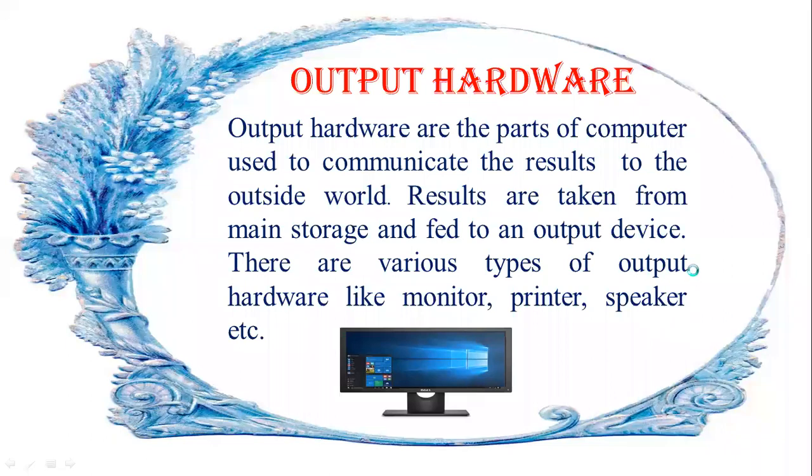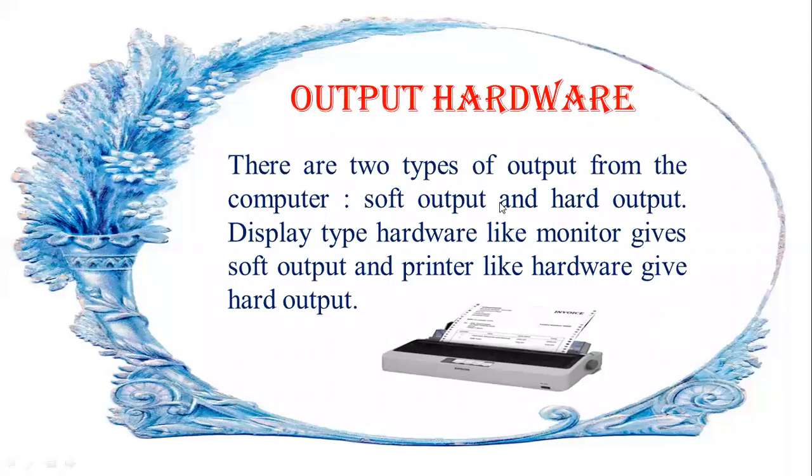Let's see some pictures and types also. There are mainly two types of output hardware that we discussed in our last class: soft copy output hardware and hard copy output hardware. There are two types of output: soft copy output and hard copy output. Output hardware is used to give this soft copy output and hard copy output. Soft copy output hardware gives soft copy output, and hard copy output hardware gives hard copy output. For example, let me show the pictures that will make you clear.